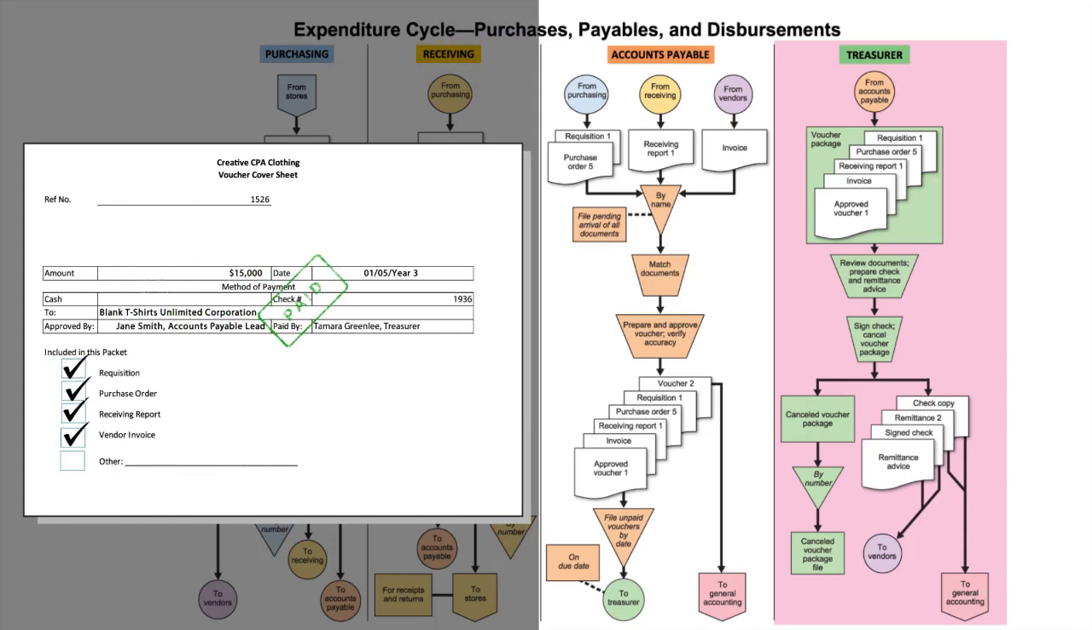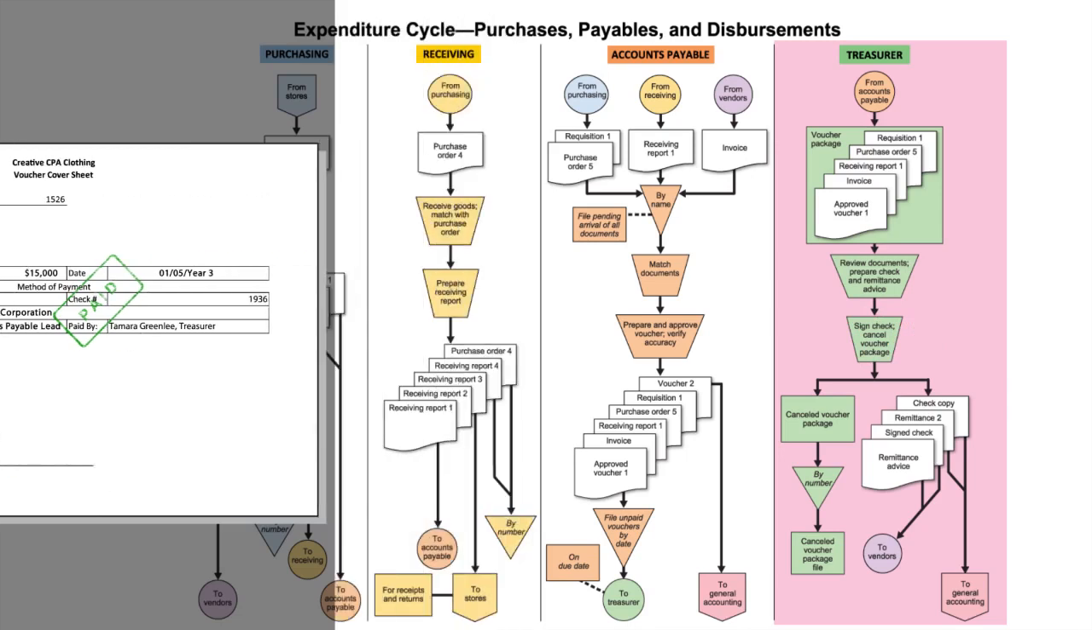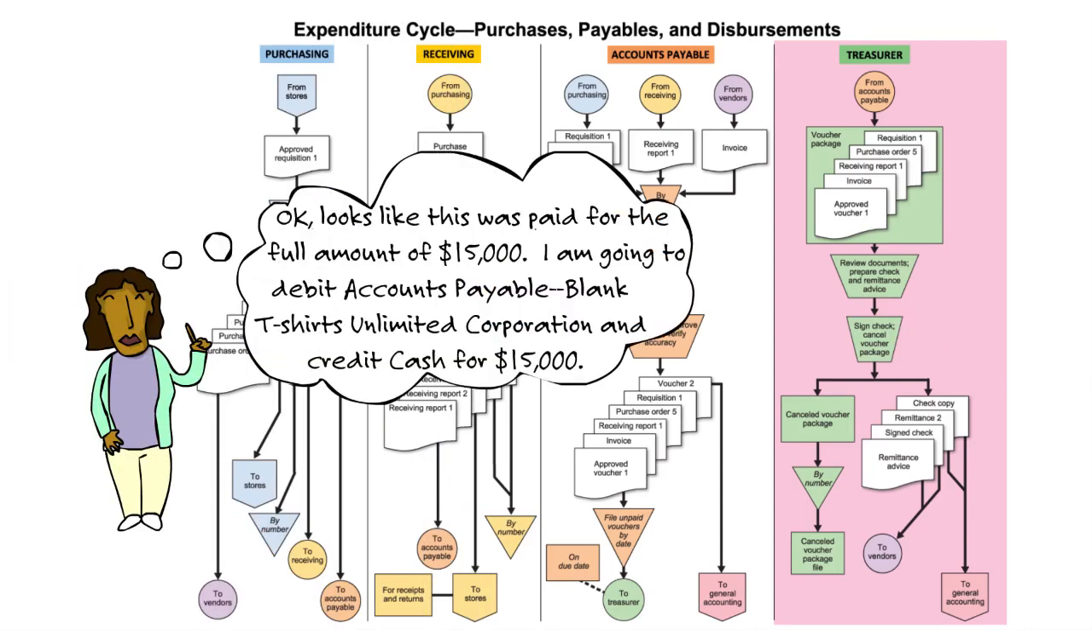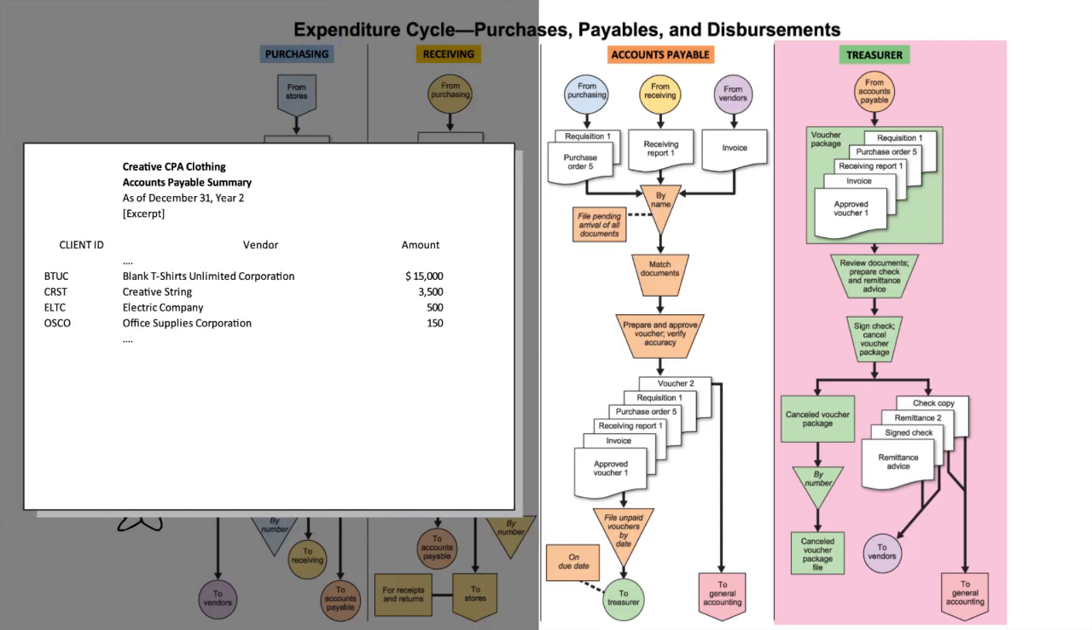2 good controls to note here: the independent check of the voucher package and the segregation of duties between custody held by the treasurer and record keeping held by accounts payable. And now we return to Jane in accounts payable. Okay, looks like this was paid for the full amount of $15,000. I'm going to debit accounts payable, Blank T-Shirts Unlimited Corporation, and credit cash for $15,000. And a final good control to note here is the elimination of the payable after evidence of payment and receipt.